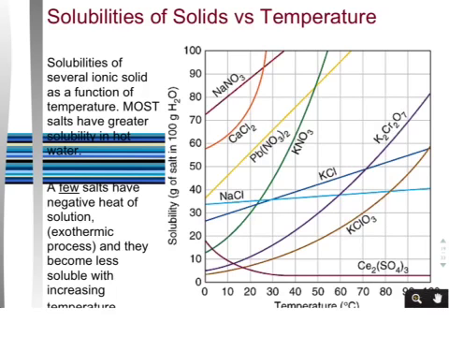Here's a graph showing the solubilities of solids versus temperature. Solubility is in grams per 100 grams of water. Here are your temperatures. You notice that most of them will increase. Again, the reason is the kinetic energy is increasing. However, there are a few, cesium sulfide, NaCl is pretty much unaffected, where it either decreases or has no slope, no change with temperature.